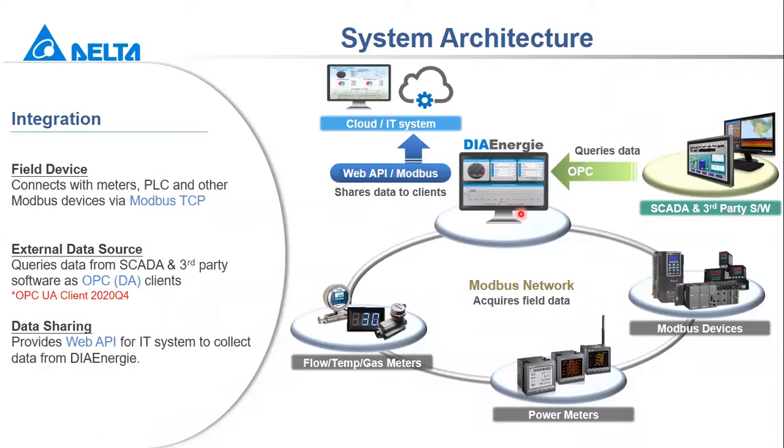And also the system supports multiple interfaces like OPC and can link with third-party software by OPC. Right now we support the OPC DIACloud. And at the end of this year, we will support the OPC UA client. And from the system to the upper side, we support the API and Modbus slave to let the upper system get the data from the DIAEnergie. So this is how the system integration part works.